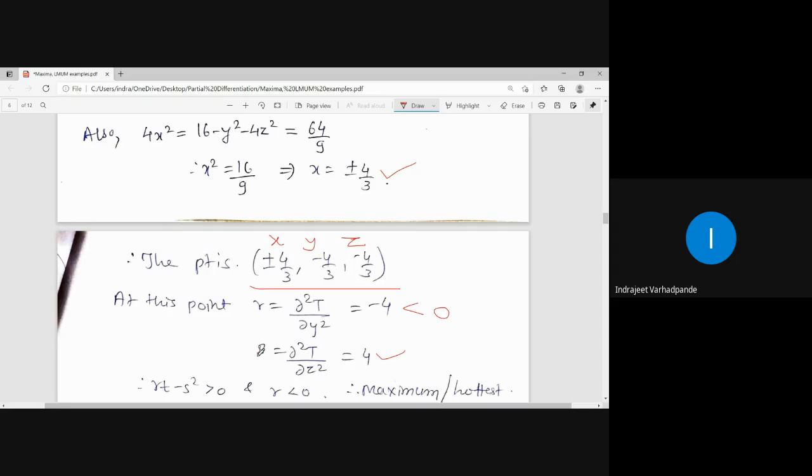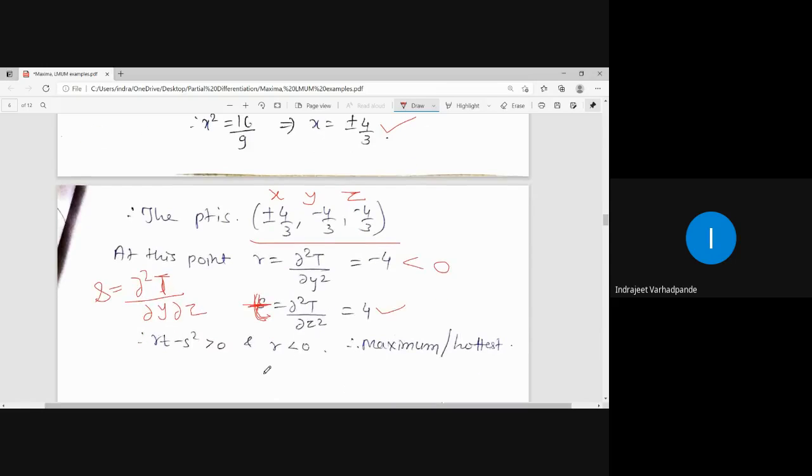This must be T, right? And S will be del 2 T by del y del z. RT minus S square. Since the question says find the hottest point, it will obviously be maximum. That will come out as maximum only. So R is negative.